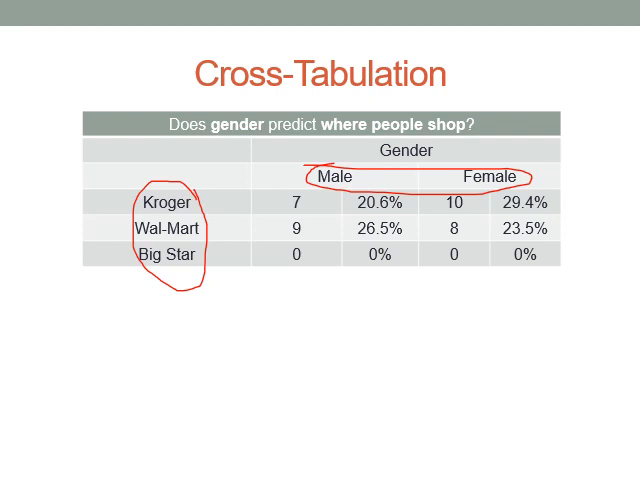What this crosstab is telling us is that within our sample, 7 men said that they shop at Kroger most often, 9 men said that they shop at Walmart most often, while 10 women said they prefer Kroger and 8 women say they prefer Walmart.